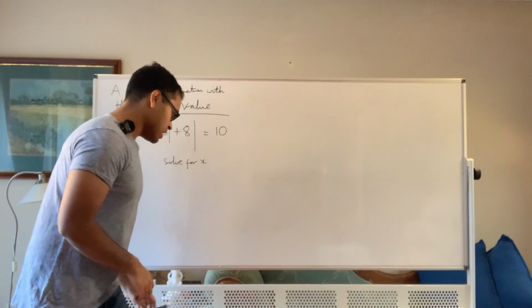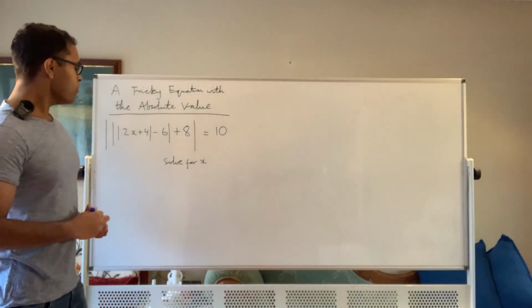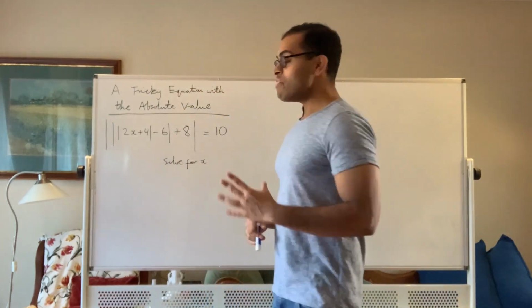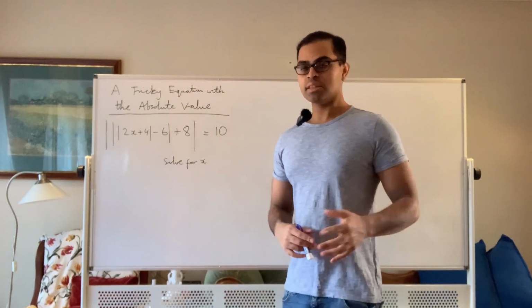Okay, so I'm just going to get the right marker. Let me use a blue marker. Now we do this in steps. I have relevant videos down in the description below on absolute value. I've done quite a few of those, so please check them out.